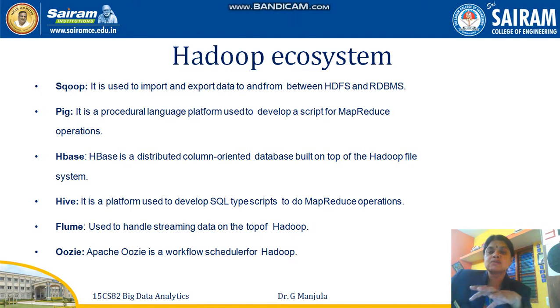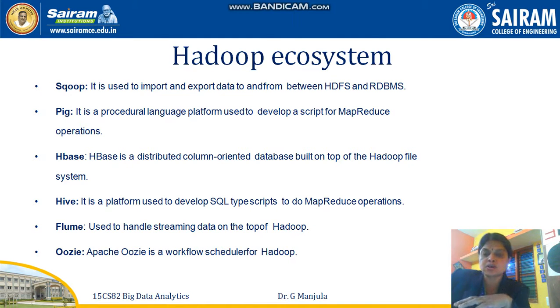The next tool, which I discussed in the previous class also, is called Pig. So what is meant by Pig? Pig is a procedural language platform used to develop scripts for the MapReduce framework. The scripting tool which we use to develop the script is called Pig, which is a procedural language platform, especially for mapper and reducer scripting programs. The next tool is HBase.